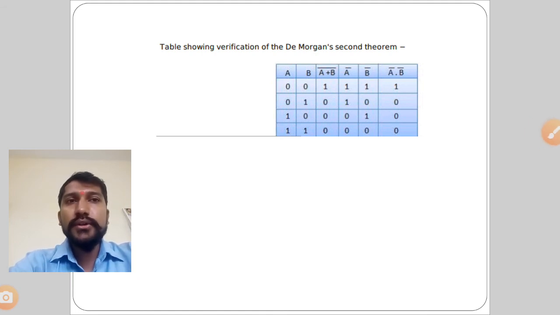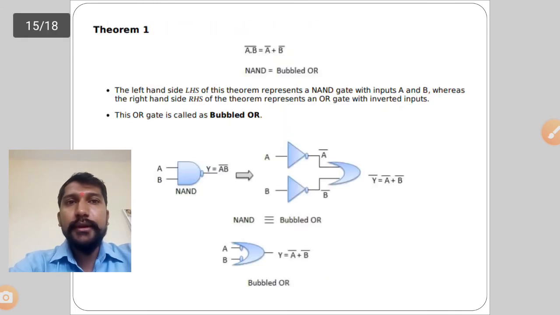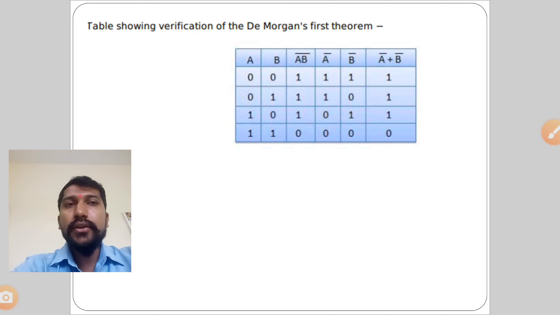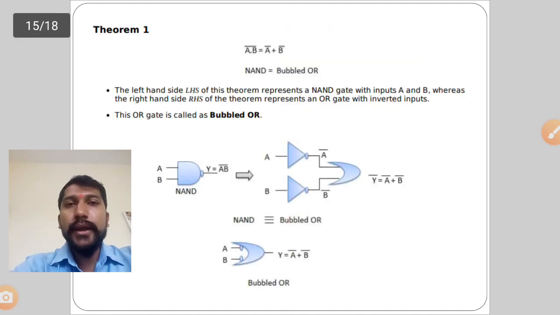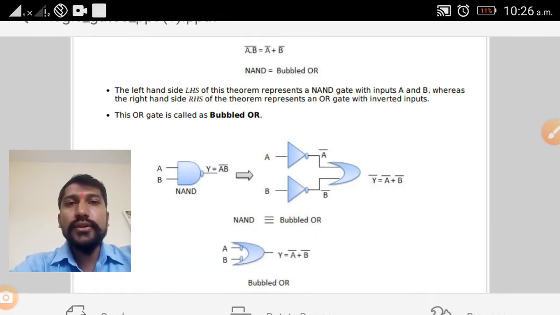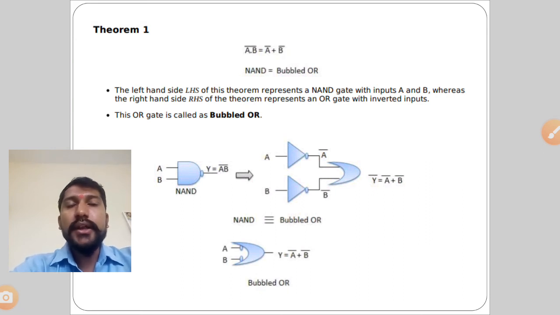So what is De Morgan's first theorem? Product of complement is equal to sum of individual complement. And what is De Morgan's second theorem? Sum of complement is equal to product of individual complement. So you can verify any of the De Morgan's theorems. You should know the symbols of the AND gate and NAND gate, and how to connect them. In this way we can verify the truth table and you have to draw. This question is asked for 4 marks: state and prove De Morgan's first and second theorem.